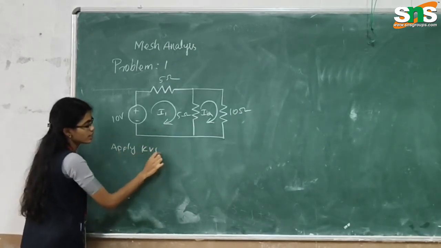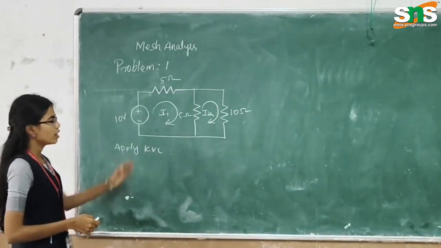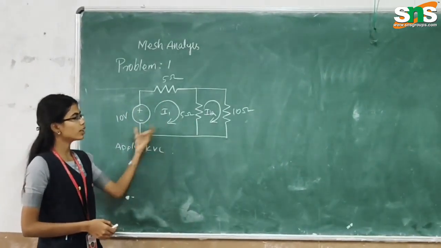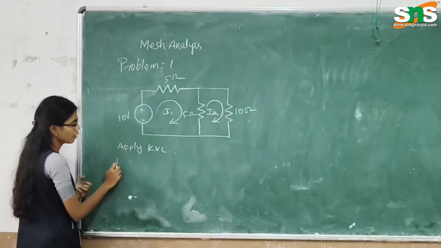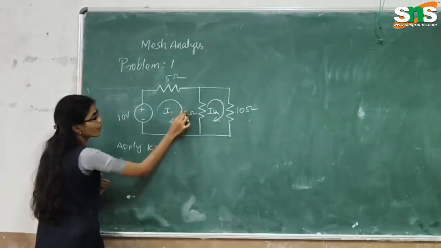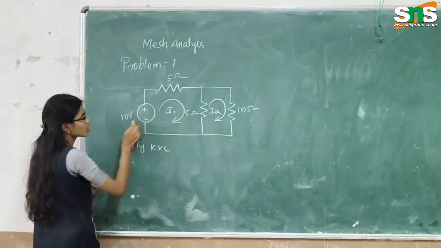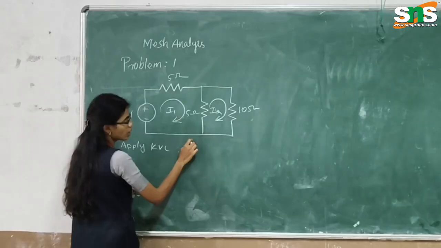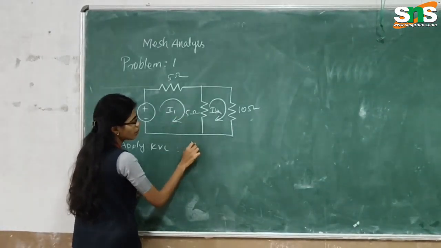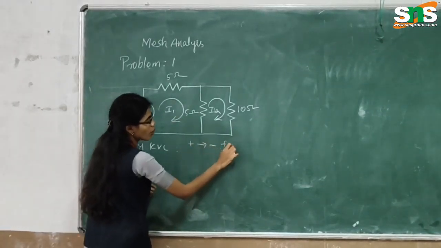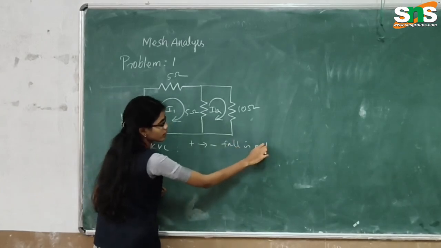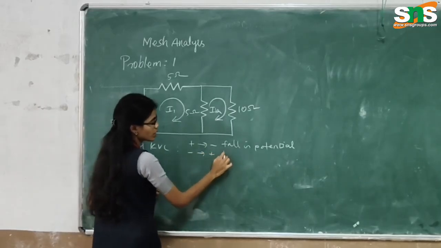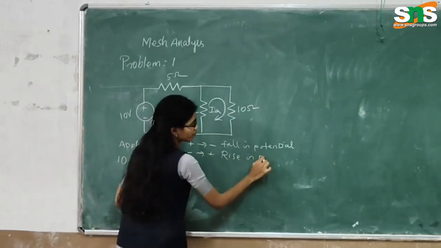KVL is Kirchhoff's voltage law. We already know that the voltage across any closed loop is equal to 0. So we are equating that for loop 1. Here 10 volt minus the current flowing across the sources is considered as fall in potential and rise in potential. Fall in potential is when the loop travels from positive to negative. Negative source to positive source is known as rise in potential.